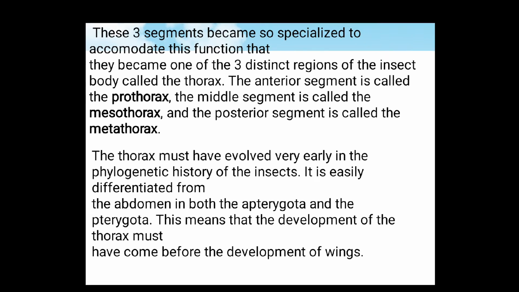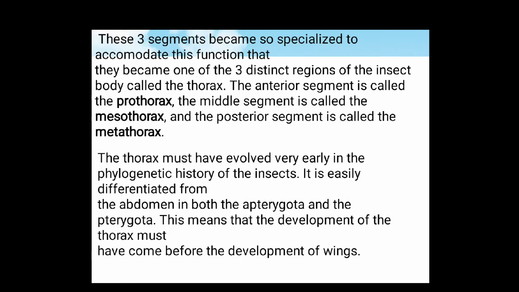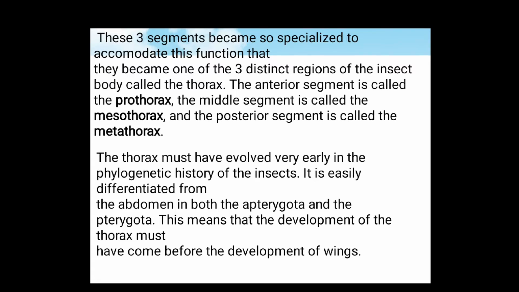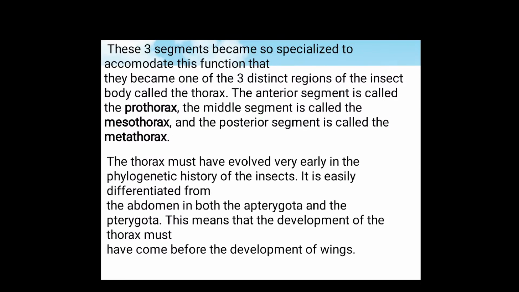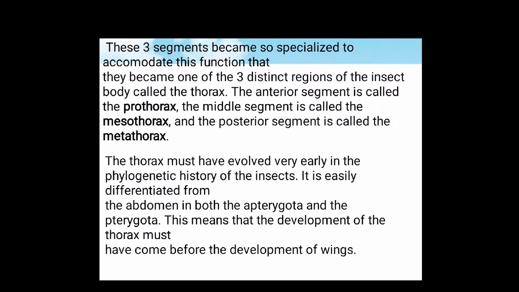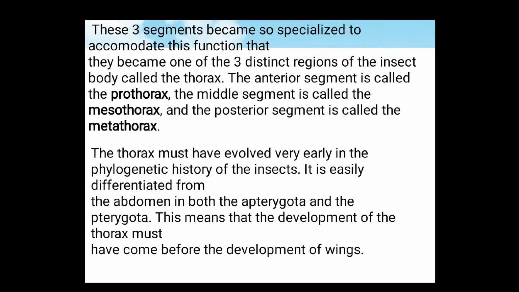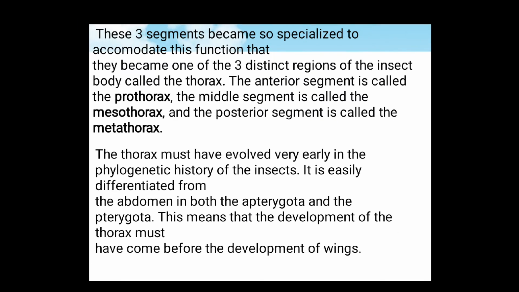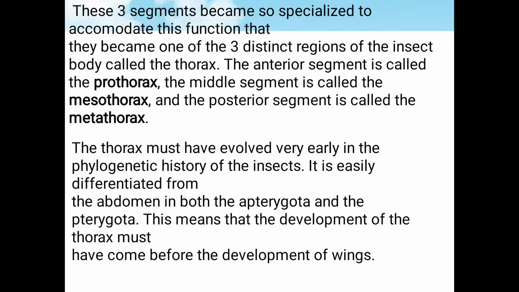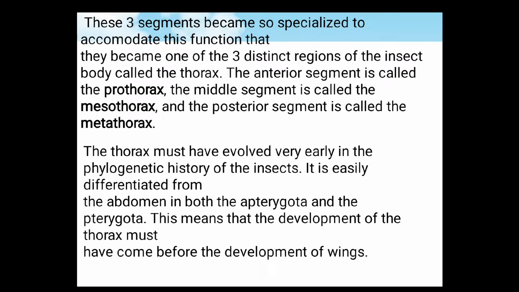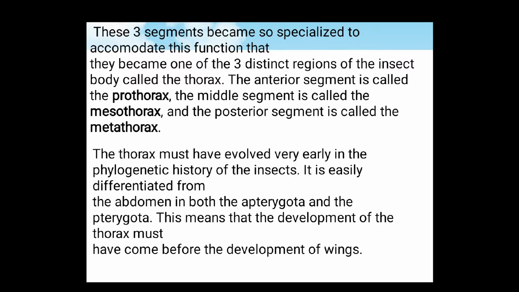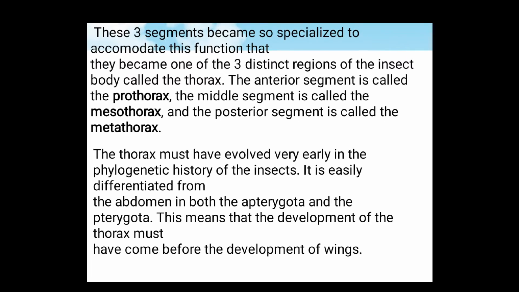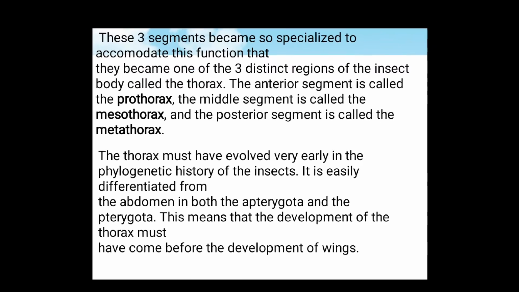There are three segments that became especially modified to accommodate this function. First is the prothorax, second is the mesothorax, third is the metathorax. They became one of the distinct regions of the insect's body called the thorax. The anterior segment is called the prothorax, the middle segment is called the mesothorax, and the posterior segment is called the metathorax.